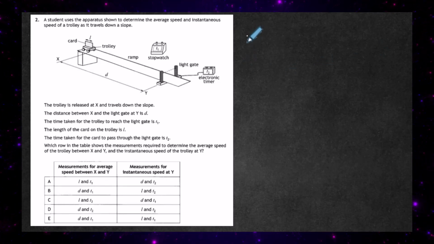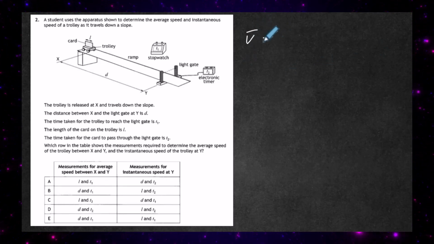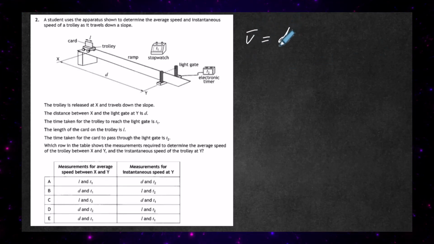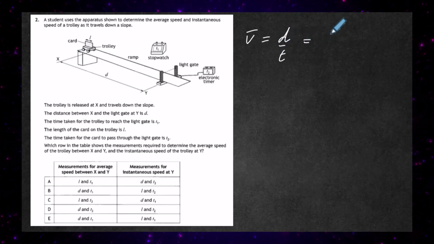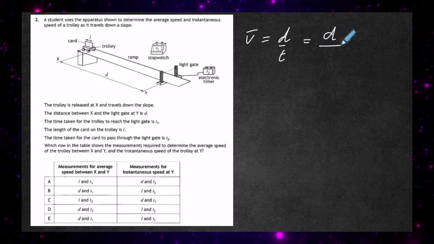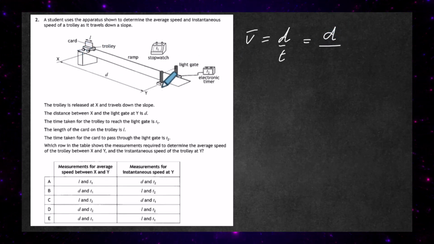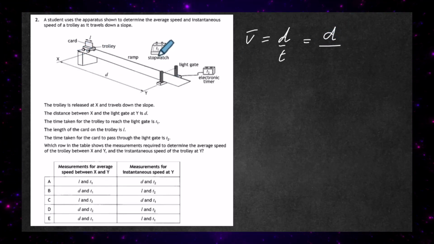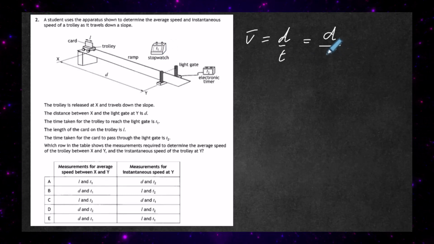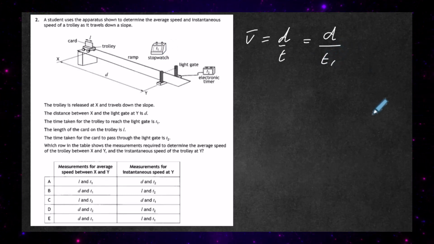Well, the average speed of the trolley is given by the following. It's going to be the distance gone divided by the time taken. And if you look close, the distance gone is D, so we'll put down D there. And the time taken to go from X to Y is measured on the stopwatch, and that's got to be T1. So we've got the average speed is D divided by T1.